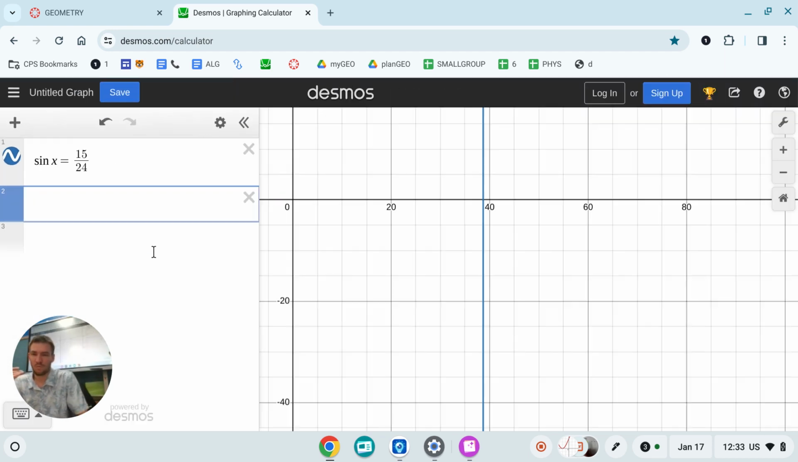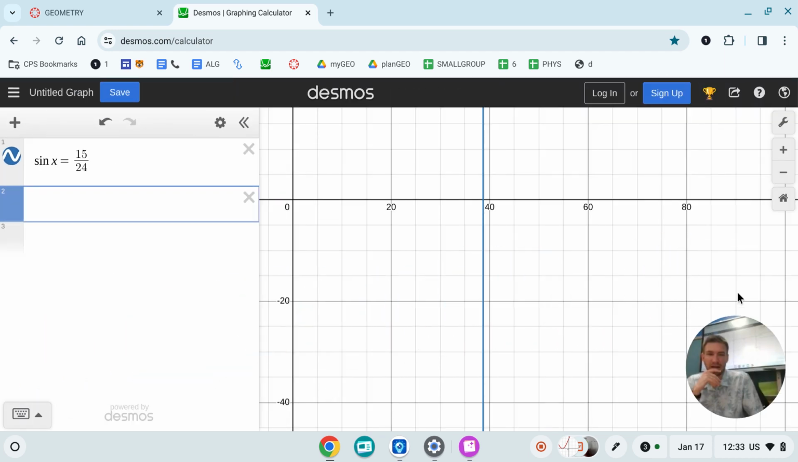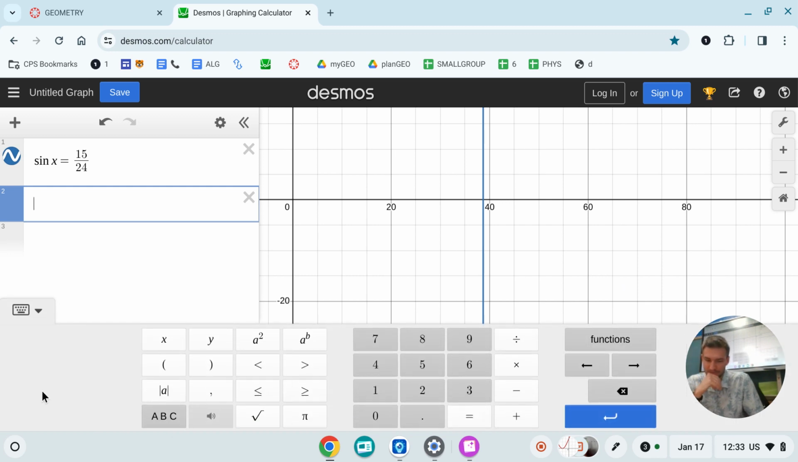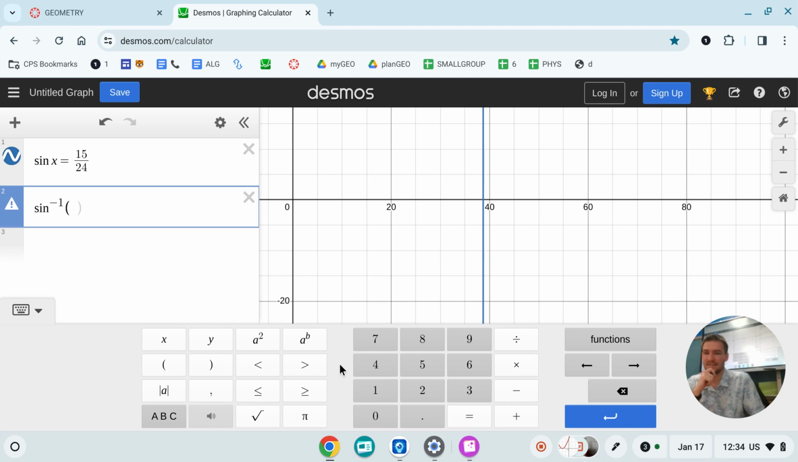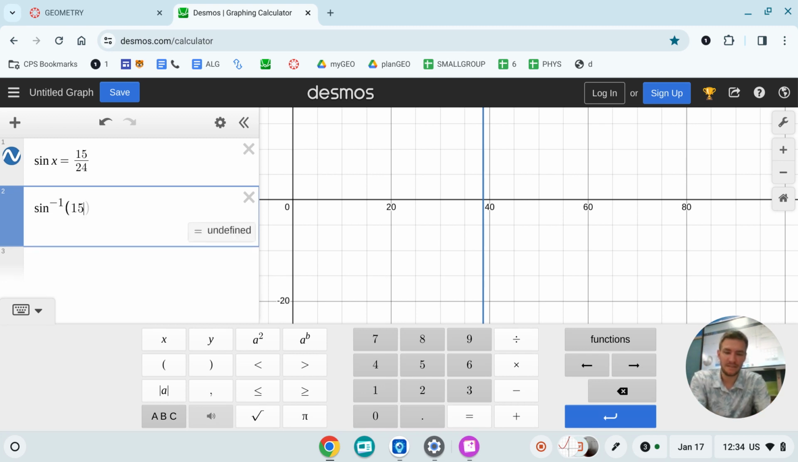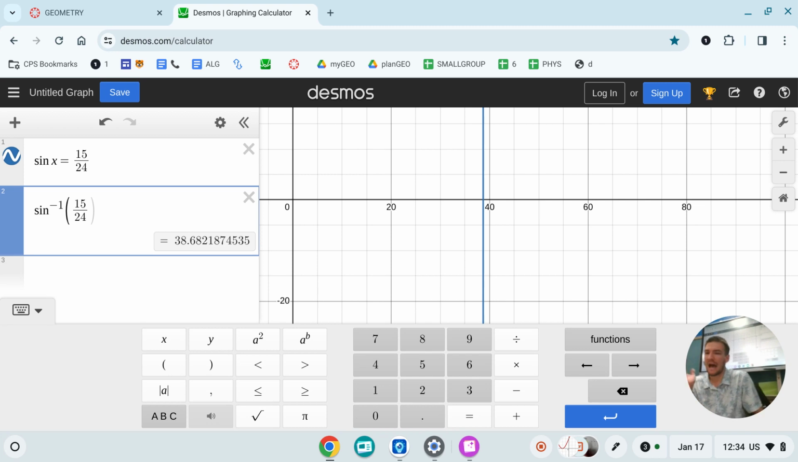And so, where that comes in, we've got this Desmos button down here. We've got the functions button. And you can see right at the top here, we have trig and we have inverse trig. Okay? And we're going to use these inverse trigs. So, we're going to go with inverse sine, and then we're going to type 15 over 24. That number, 38, is exactly what we were guessing that it was going to be. We were guessing it was almost 40.